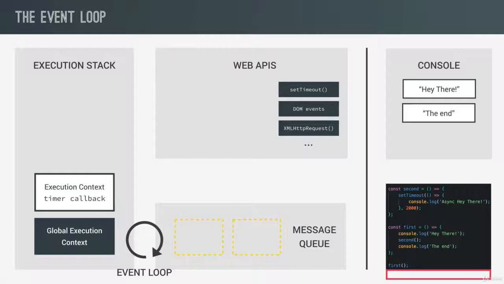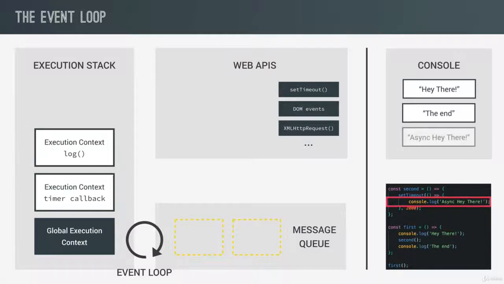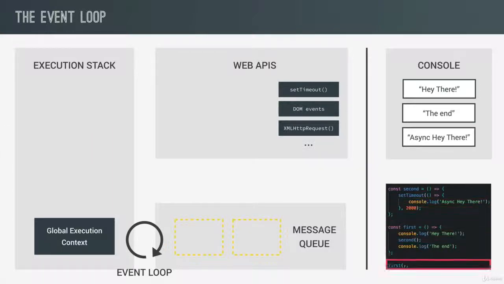So inside that callback function now, we simply run the log function, which logs async hey there to the console. Then the context pops off the stack and we're done. Now, if there were some more callbacks waiting right now, like data coming back from an AJAX request or the handler of a DOM event, then the event loop would continue pushing them onto the stack until all of them were processed. And that's how the event loop works. It's actually quite straightforward, right?